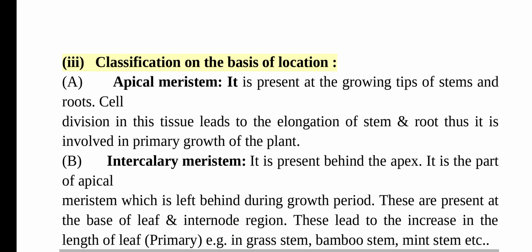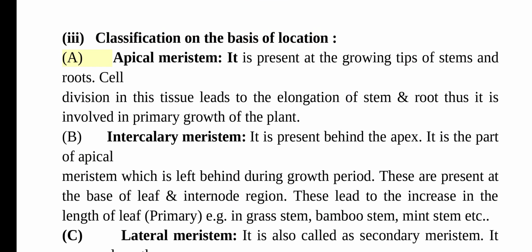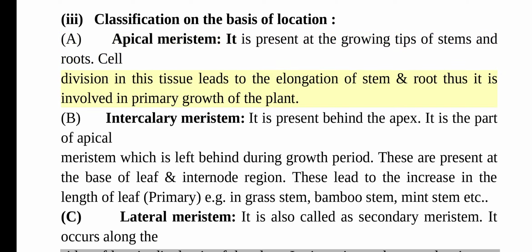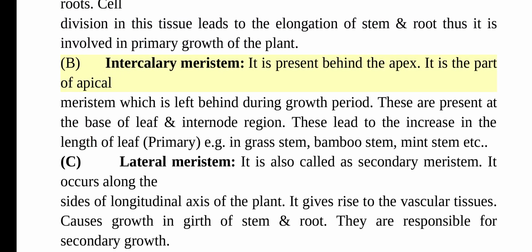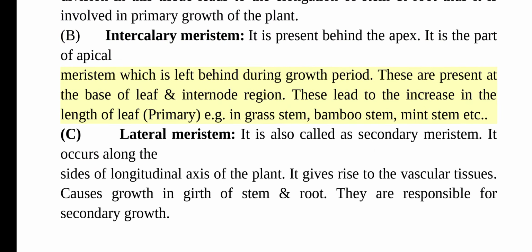Classification on the basis of location. A. Apical meristem: it is present at the growing tips of stems and roots. Cell division in this tissue leads to the elongation of stem and root, thus it is involved in primary growth of the plant. B. Intercalary meristem: it is present behind the apex. It is the part of apical meristem which is left behind during the growth period.